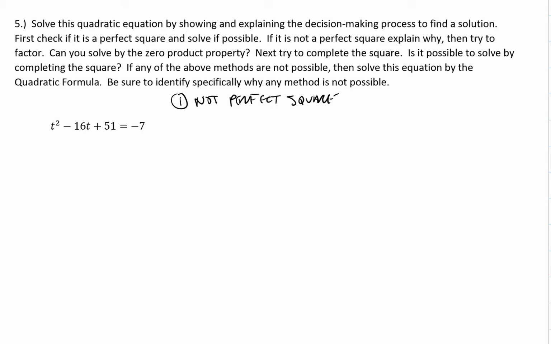Perfect squares look like t squared plus 51 equals negative 7, or x plus 2 equals 5. So we clearly don't have that. The next thing we want to try is the zero product property, right? So now we want to look at the zero product property.